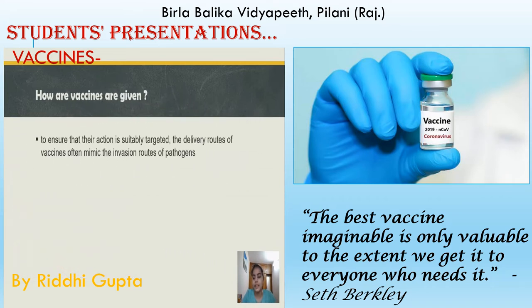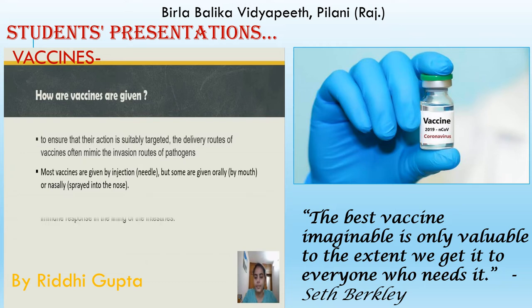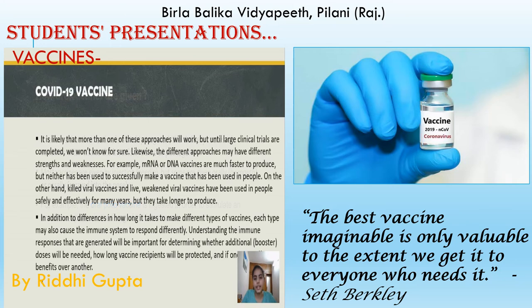How are vaccines given? Vaccines are most effective if they can stimulate a response where pathogens are likely to invade and harm the body. To ensure that their action is suitably targeted, the delivery routes of vaccines often mimic the invasion routes of pathogens. For example, the oral polio vaccine is ingested in order to stimulate an immune response in the lining of the intestines.